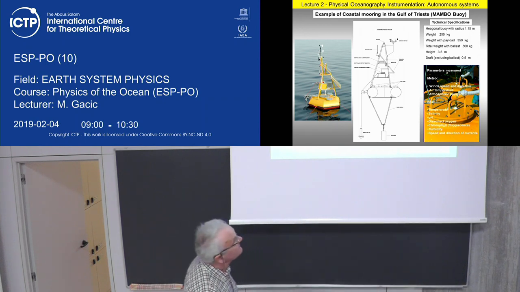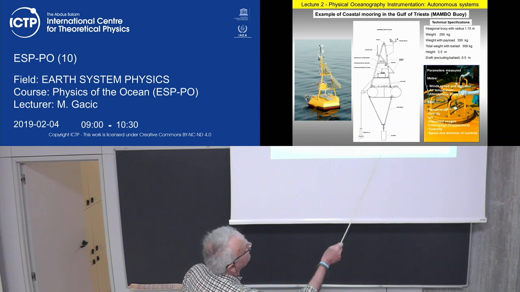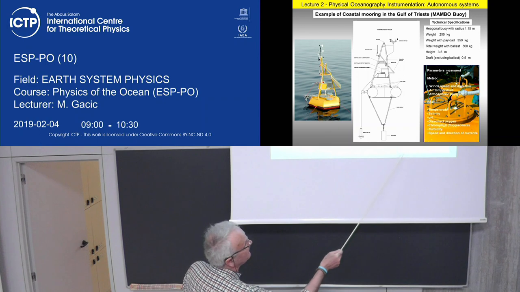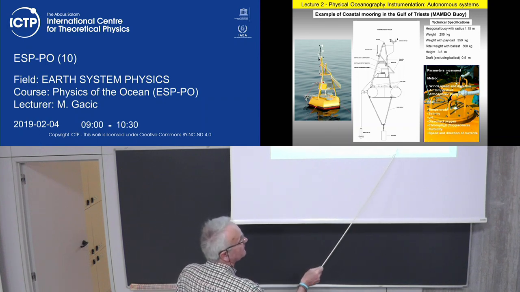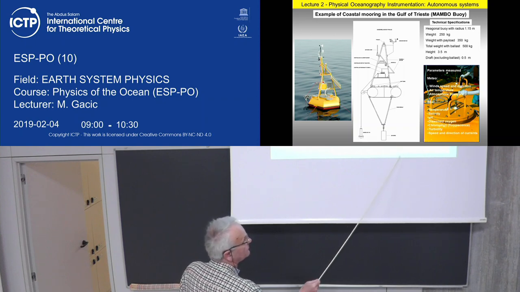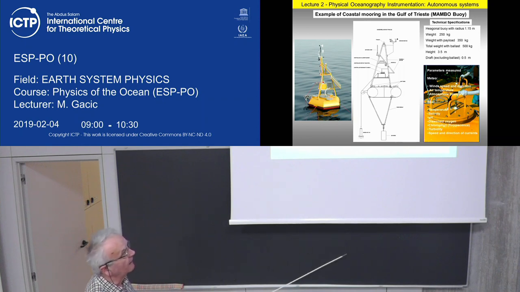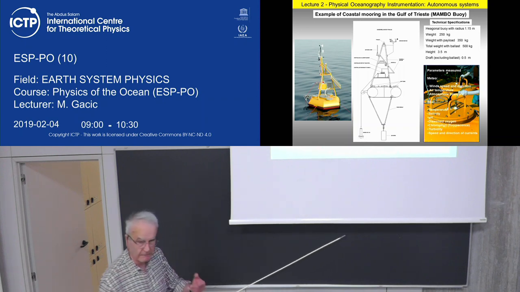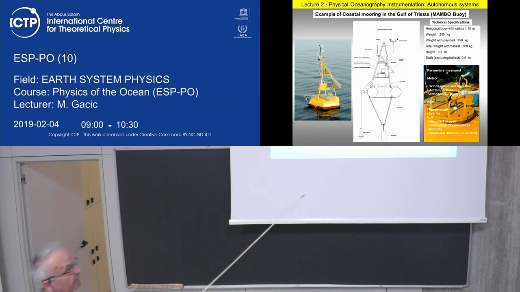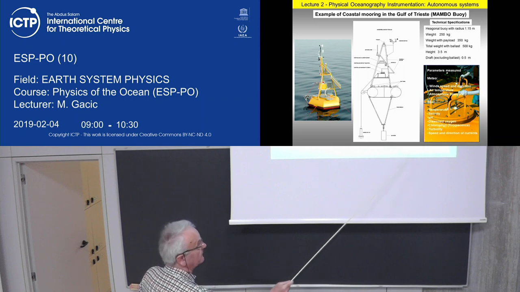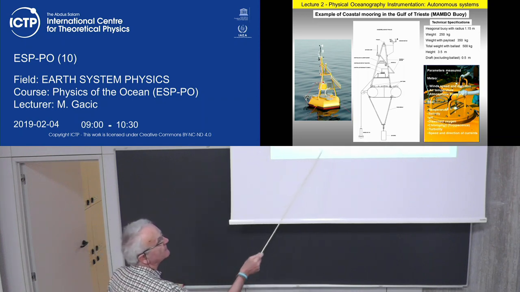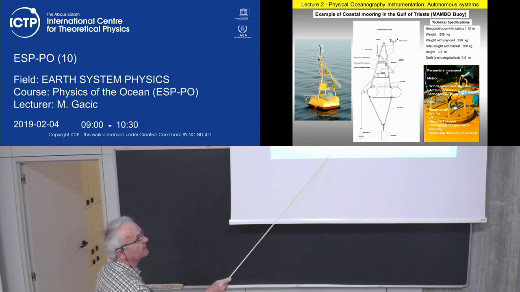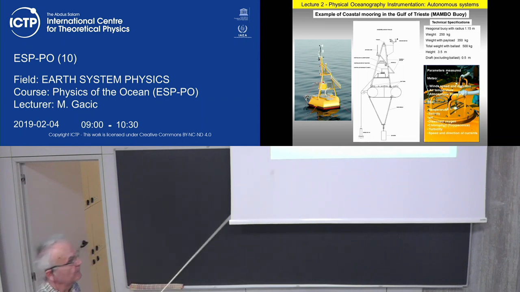And here is how it looks, and what parameters are measured: wind speed and direction, temperature, atmospheric pressure. In the sea, it measures temperature, salinity, pH, dissolved oxygen, chlorophyll, turbidity, and speed and direction of currents. These are all the parameters measured. And here is a very interesting solution for getting the vertical profile of temperature, salinity, pH, dissolved oxygen, chlorophyll, and turbidity. There is a winch here, which has this multi-parameter sensor, which goes up and down every 3 hours, so it gets every 3 hours the vertical profile of all these parameters.